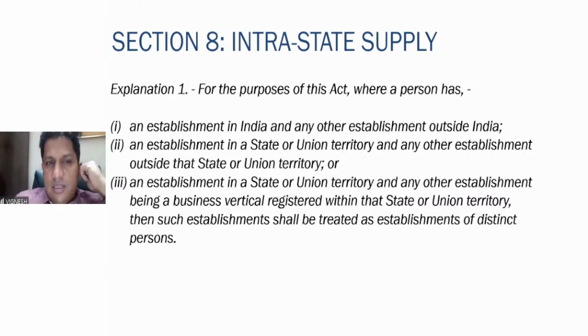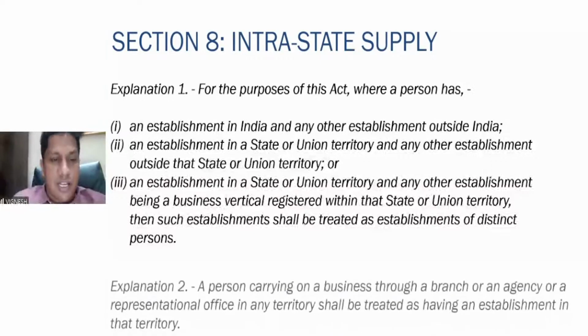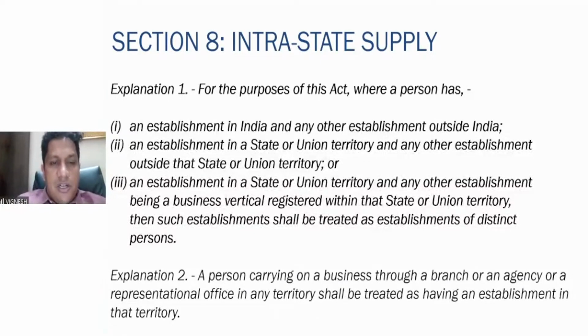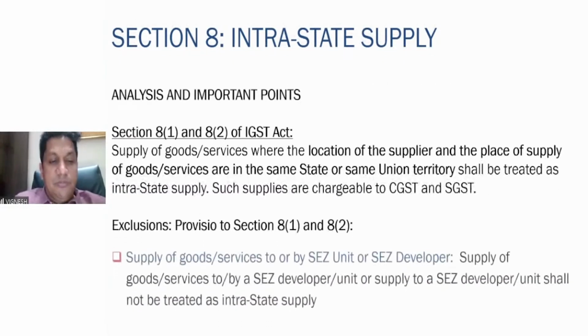Why is this point important here? Because if they are distinct persons, the supplies between them shall also be taken separately for the purpose of GST. That is why an explanation to this effect has been given. An explanation also says that a person carrying on a business through a branch or agency or a representational office in any territory shall be treated as having an establishment in that territory. So even though there is a branch or agency or representational office, it shall be treated as having an establishment in that territory. I hope these explanations are clear.